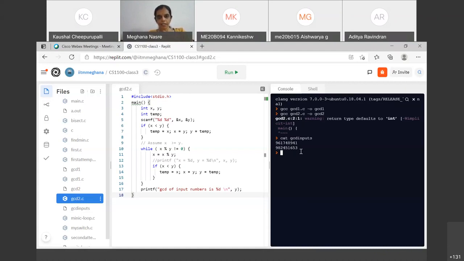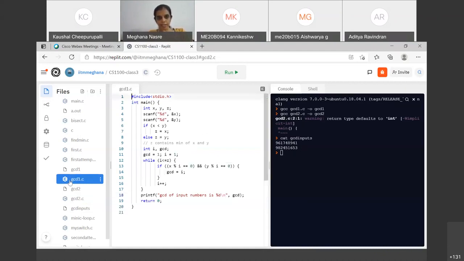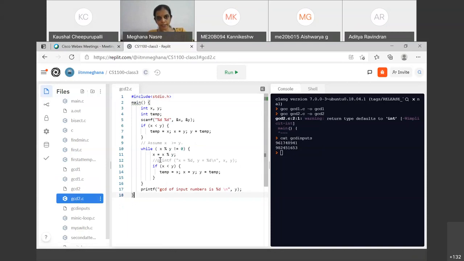These are illustrative to show that when you run the first program, GCD1.c, it is going to go from 1 all the way to the minimum of these two, which is this 961, the first one, and find out that none of them is a divisor, and therefore it is going to say that the GCD is 1. On the other hand, when you look at GCD2, if you enable these prints, you will see how quickly the values of X and Y are changing. So I'll just recompile the program.